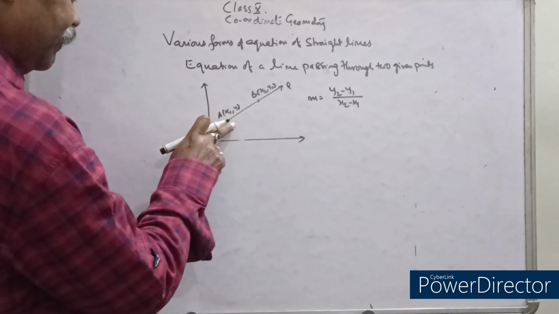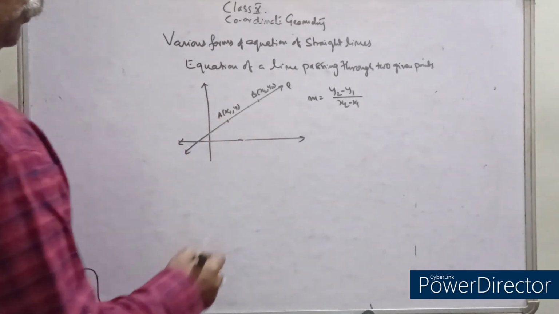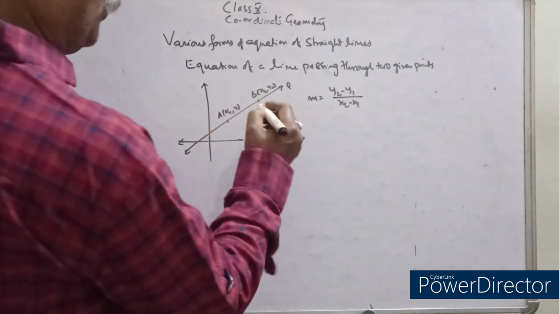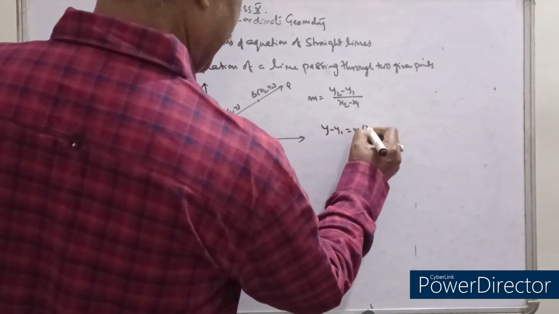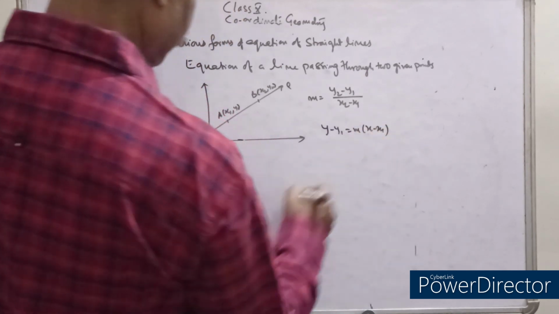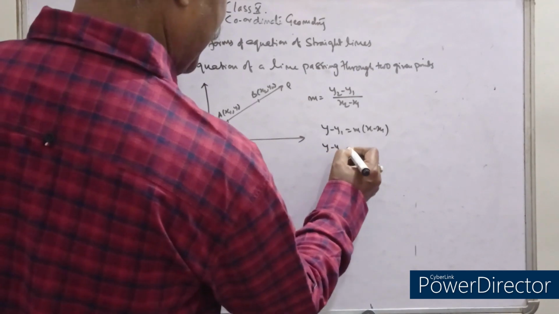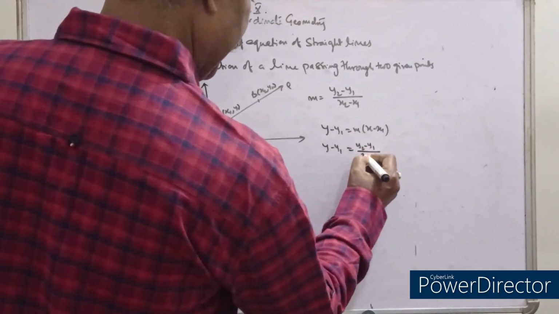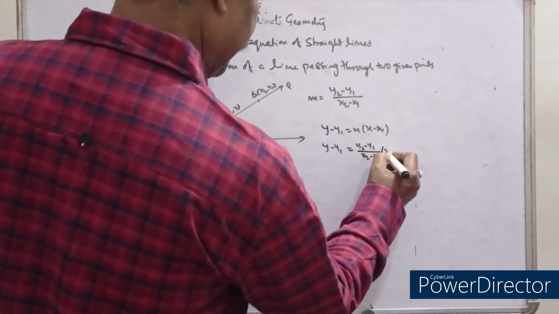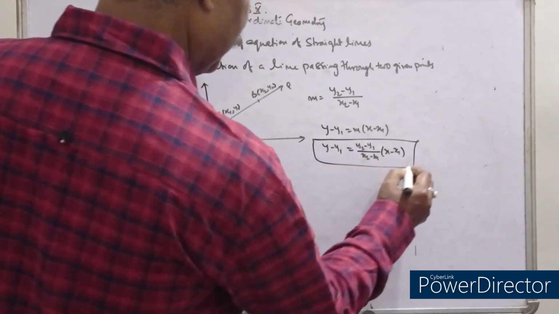You can consider this as a given point. This is already given. So you can apply the point slope form, that is y minus y1 is equal to m times x minus x1. So now here y minus y1, and the value of m is y2 minus y1 by x2 minus x1, times x minus x1. So this is the equation of the line.